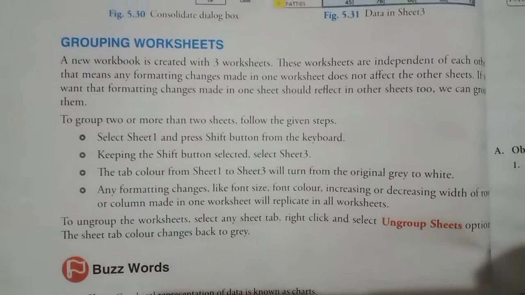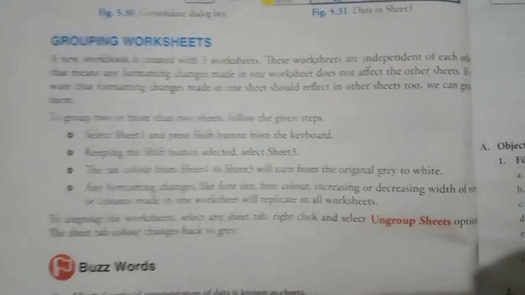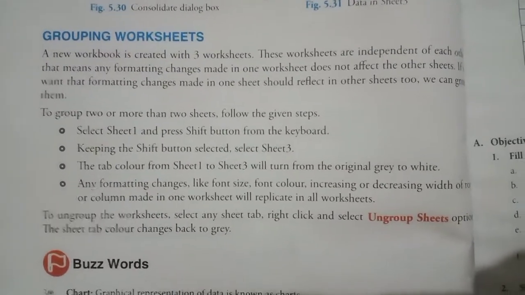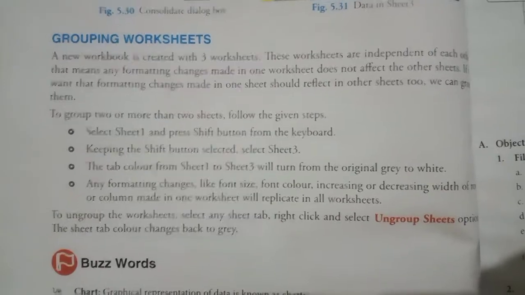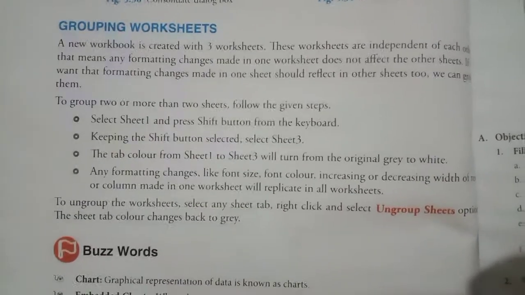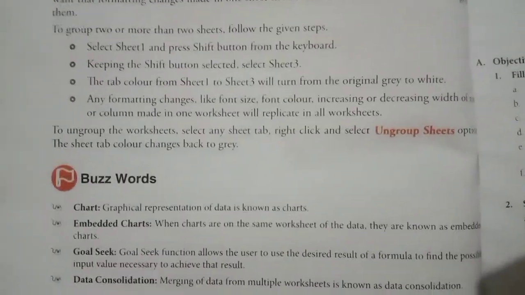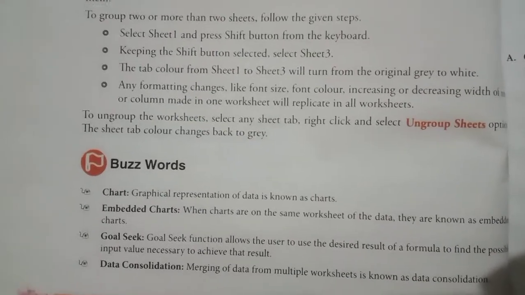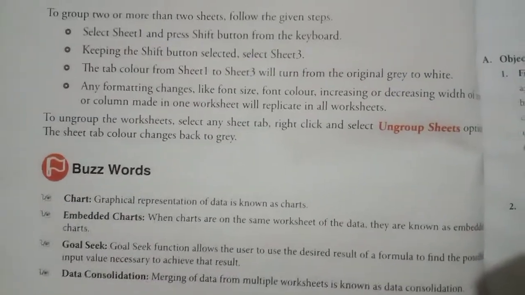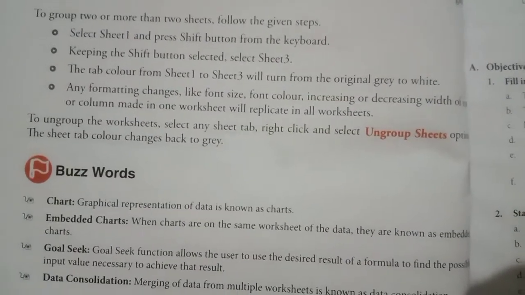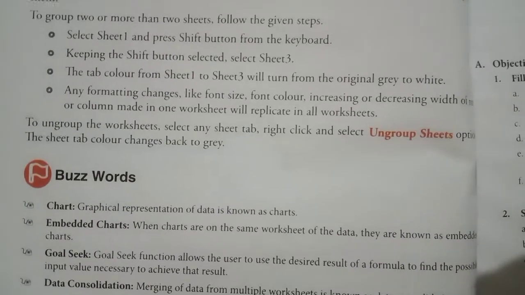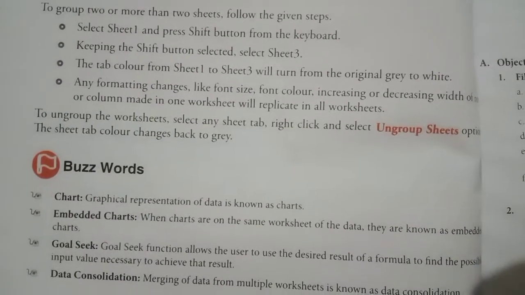To ungroup the worksheets, select any sheet tab, right click and select the Ungroup Sheets option. The sheet tab color changes back to gray. So this is all about the chapter on advanced features of Excel. We have completed the chapter.